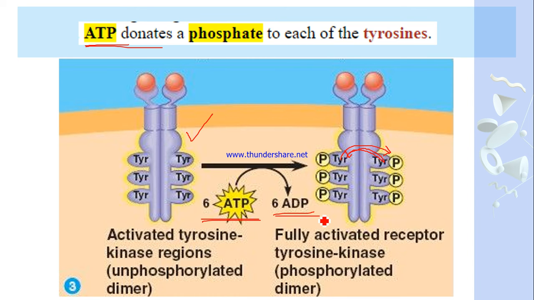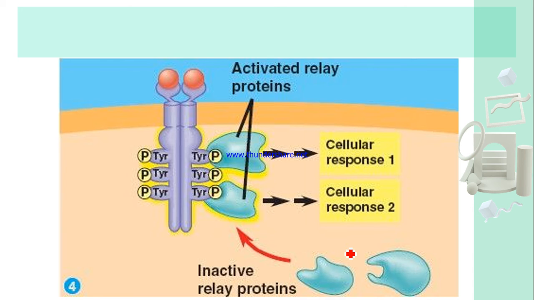Okay, now coming to the next phase. Inside the cell, there are inactive relay proteins. Once this dimer gets phosphorylated, the inactive relay protein will come and join at the phosphate binding domain of the dimer, and then this relay protein will become active, and it will activate different kinds of cellular responses.